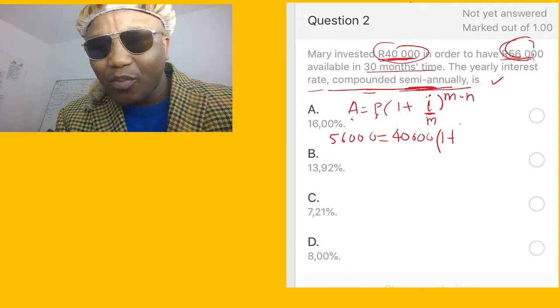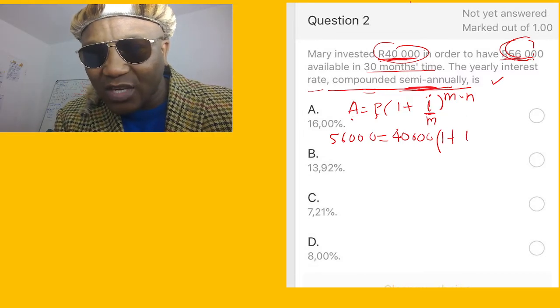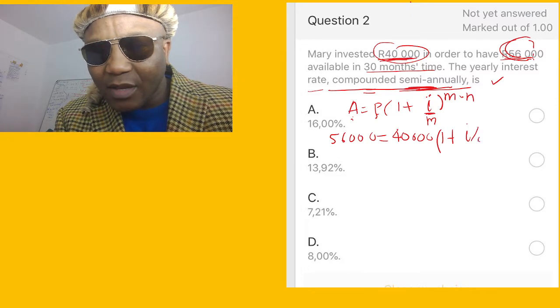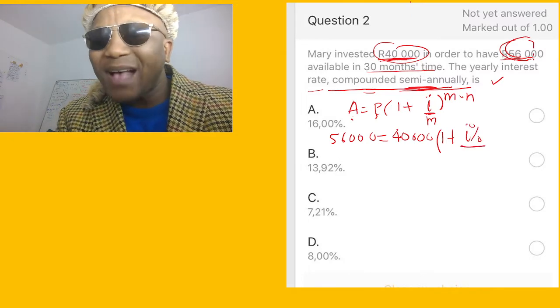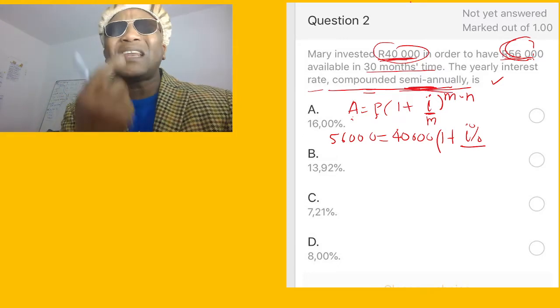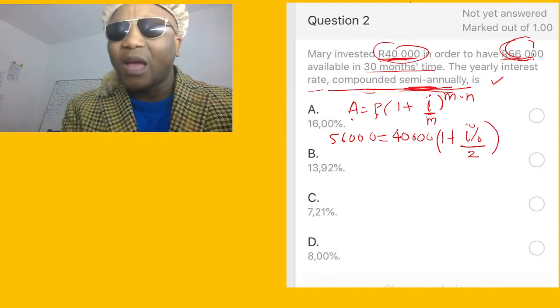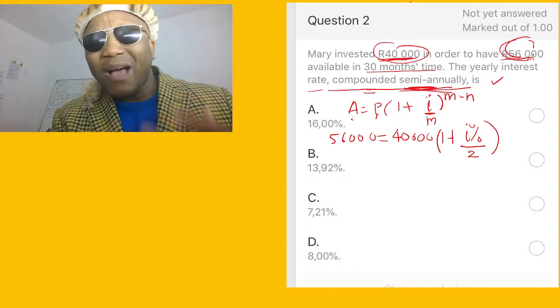Then 1 plus. What is the interest rate? Interest rate we don't have. That's what they're looking for. So we're going to say interest rate, with percent. Now, you must divide it by how it was compounded. It was compounded semi-annually. How many semi-annual periods in 1 year? We have 2. So we're going to say 2.